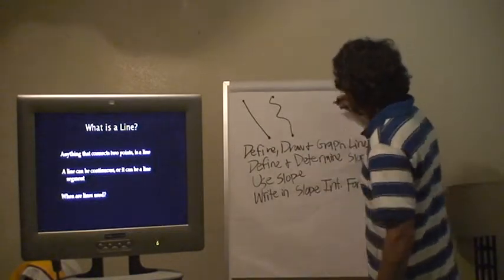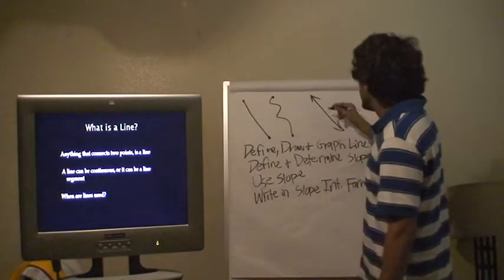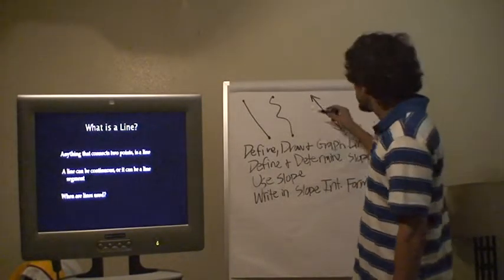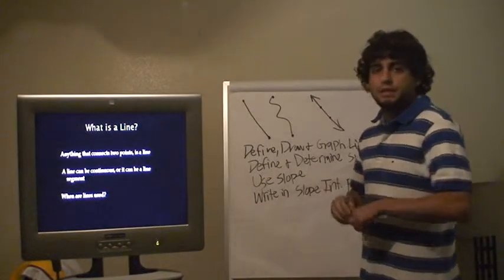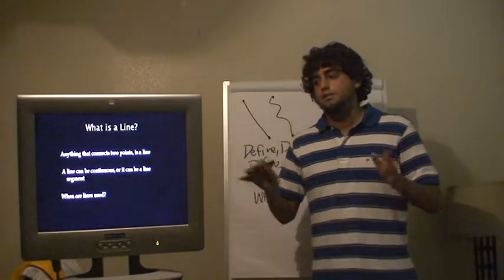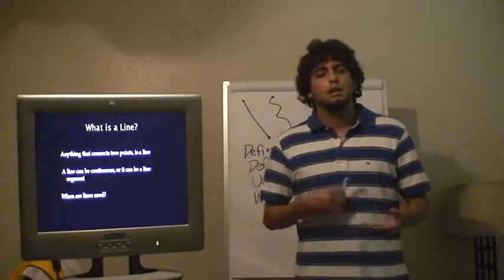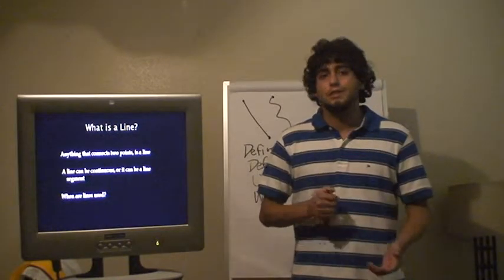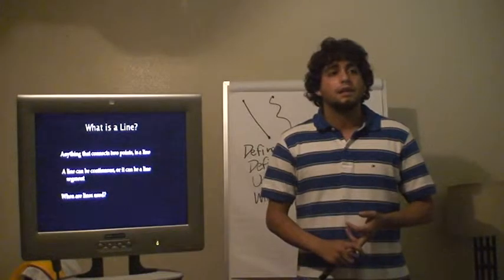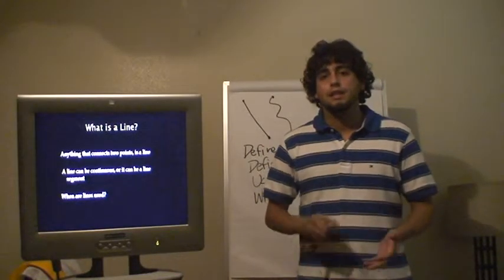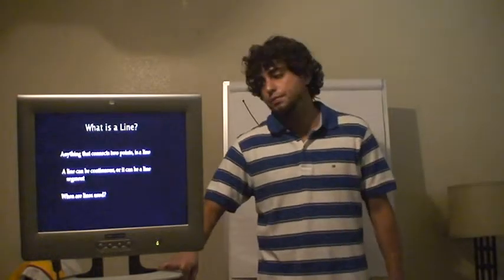Now a continuous line usually looks like this. It's characterized by 2 arrows. It has a line segment within it, but this line will never stop. It goes on for eternity, okay? Now, when are lines used? Lines are used in many professions: engineers, architects, design. A lot of professionals use lines, okay? So it is very applicable.